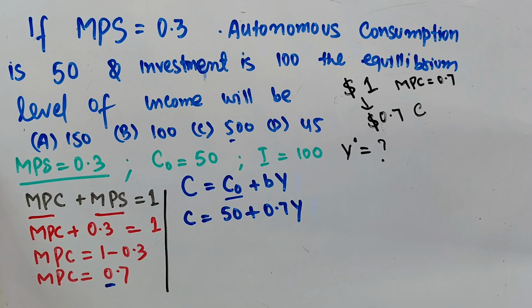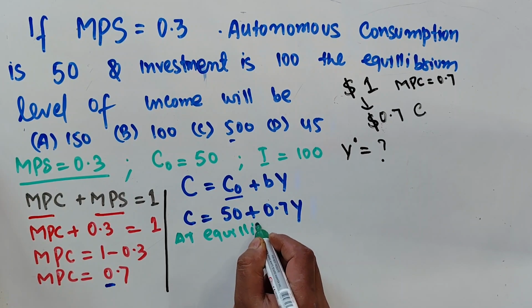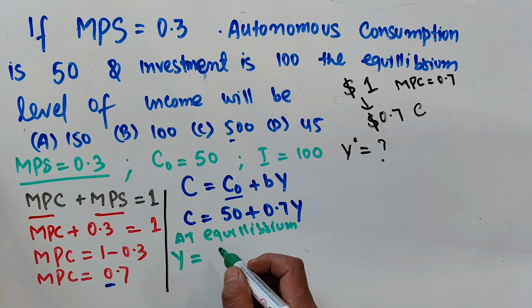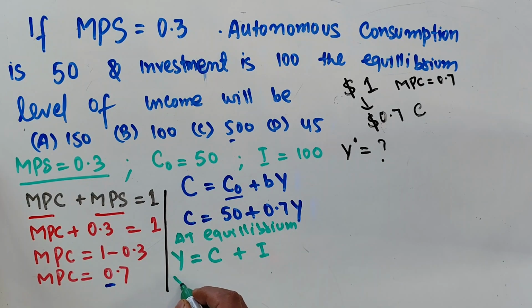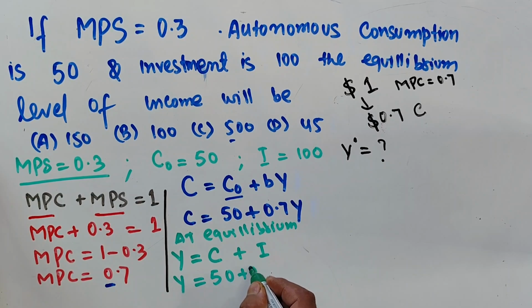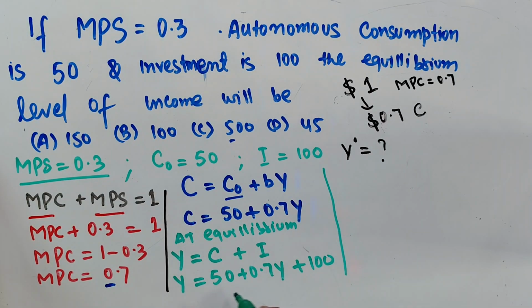Also we know that at equilibrium, aggregate supply is equal to aggregate demand, or our aggregate income is equal to aggregate expenditure. So our Y will be equal to, what is our expenditure? That is consumption expenditure plus investment expenditure here. So our Y will be equal to, what is the consumption function? That is 50 plus 0.7 Y plus investment, which is given as 100. Adding 50 and 100, it becomes 150.